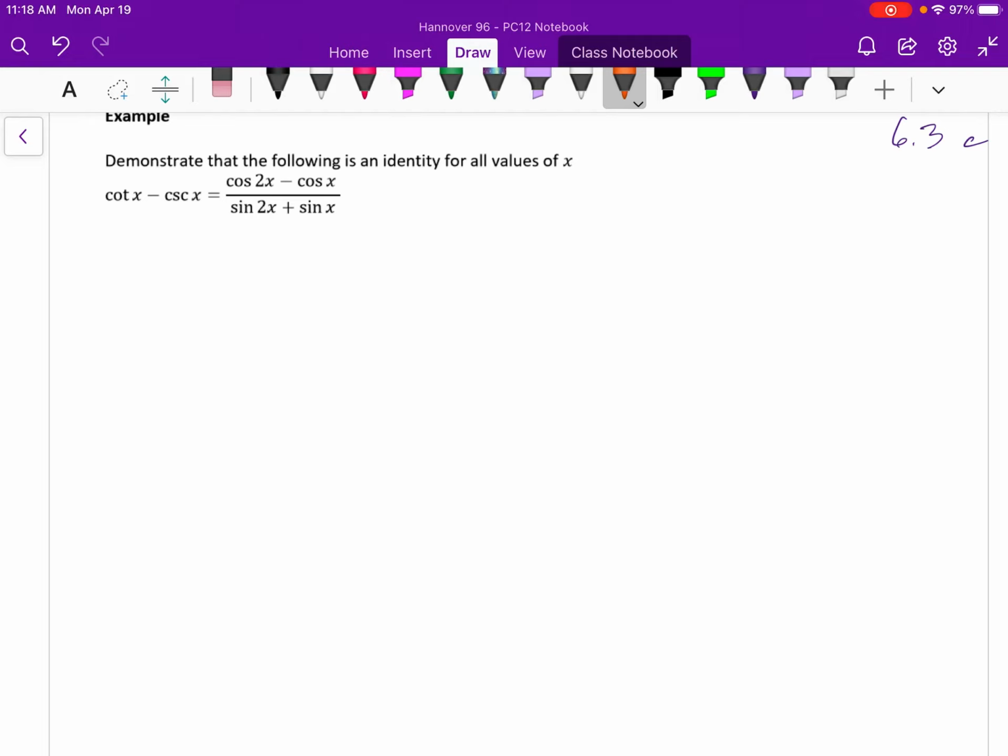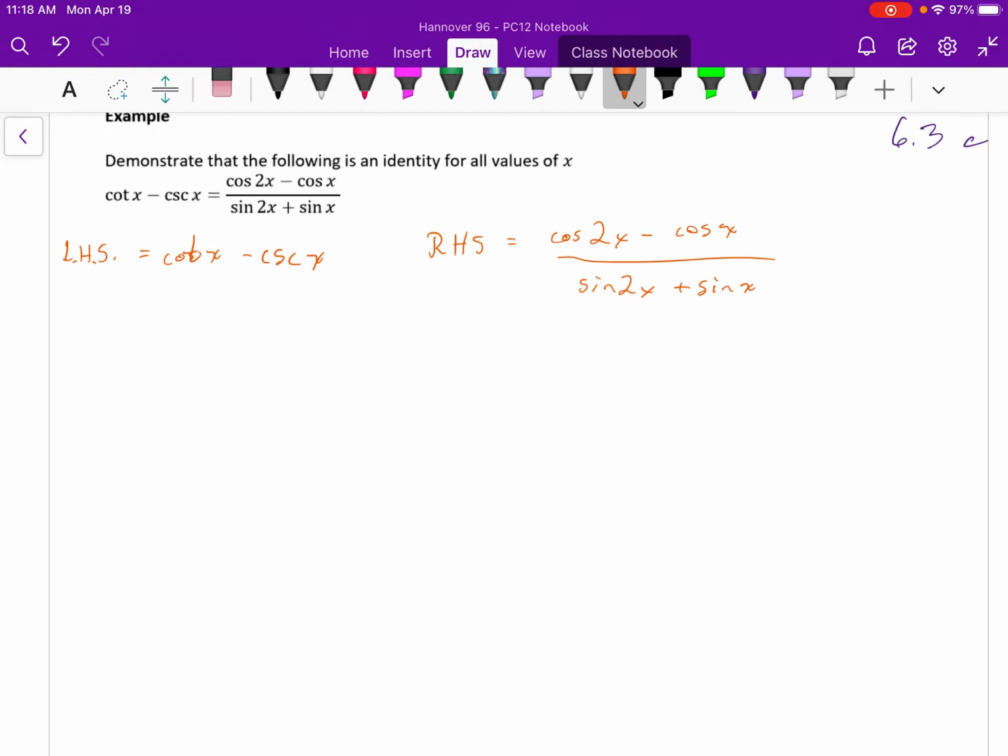So I'm just going to say left-hand side is equal to cotan x minus cosecant x. And my right-hand side is going to be equal to cosine 2x minus cos x divided by sine 2x plus the sine of x. So I have the left-hand side and the right-hand side, and I'm going to manipulate these.